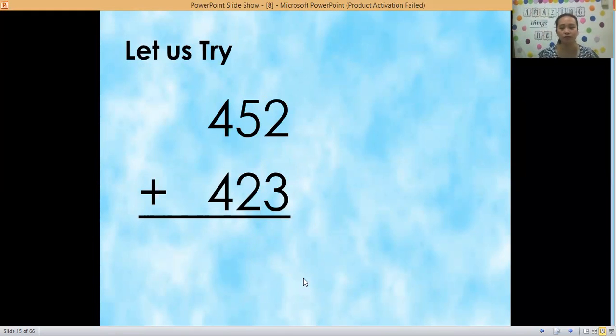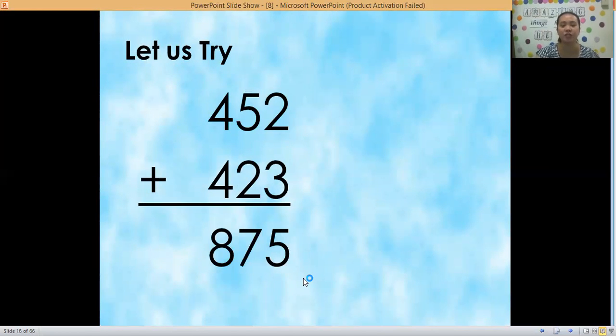Go. What is your answer? Please show it. Ready? And show. The correct answer is 875. 2 plus 3 equals 5. 5 plus 2 equals 7. And 4 plus 4 equals 8.